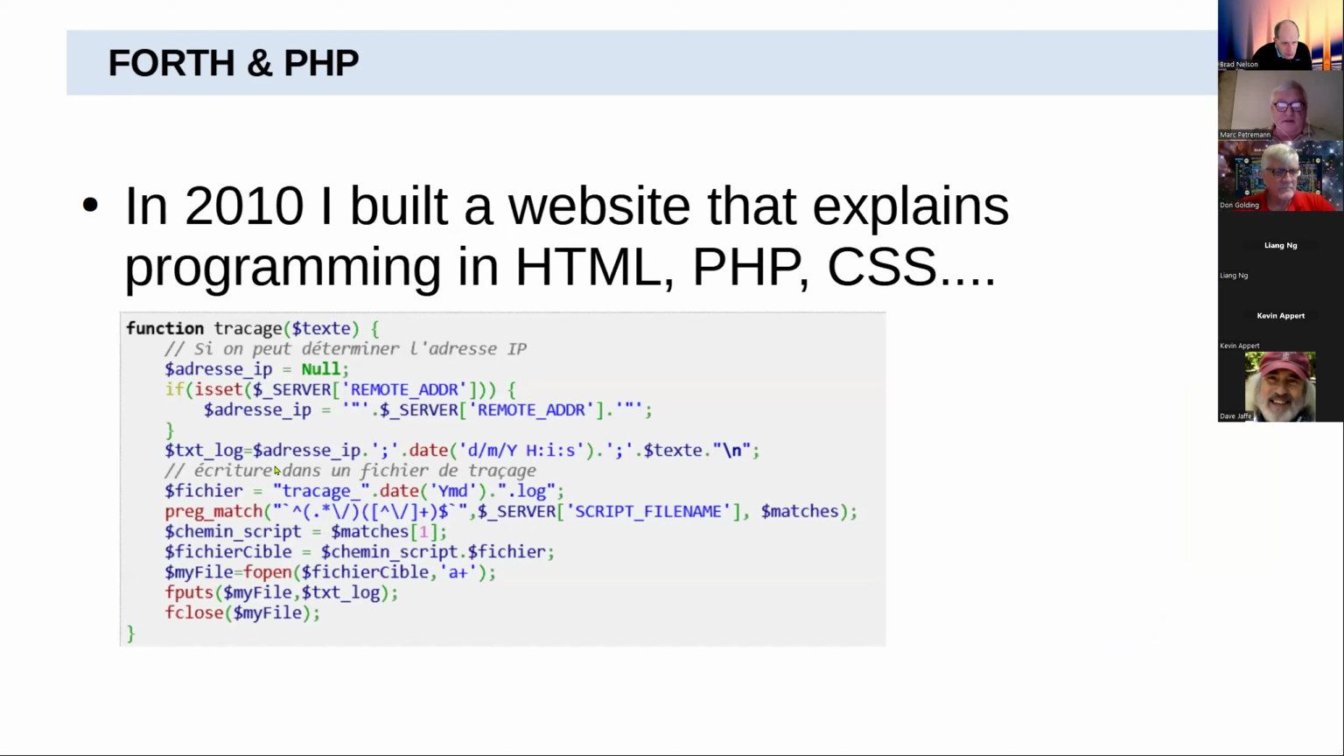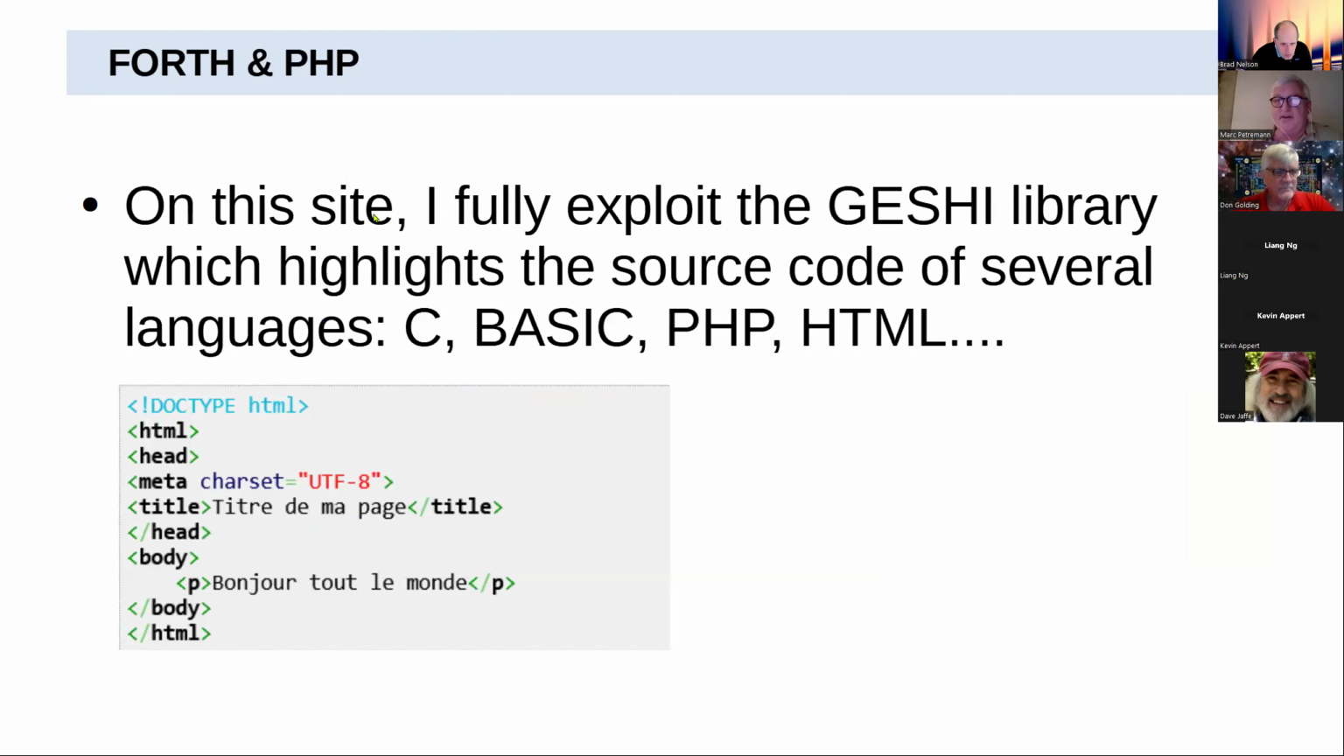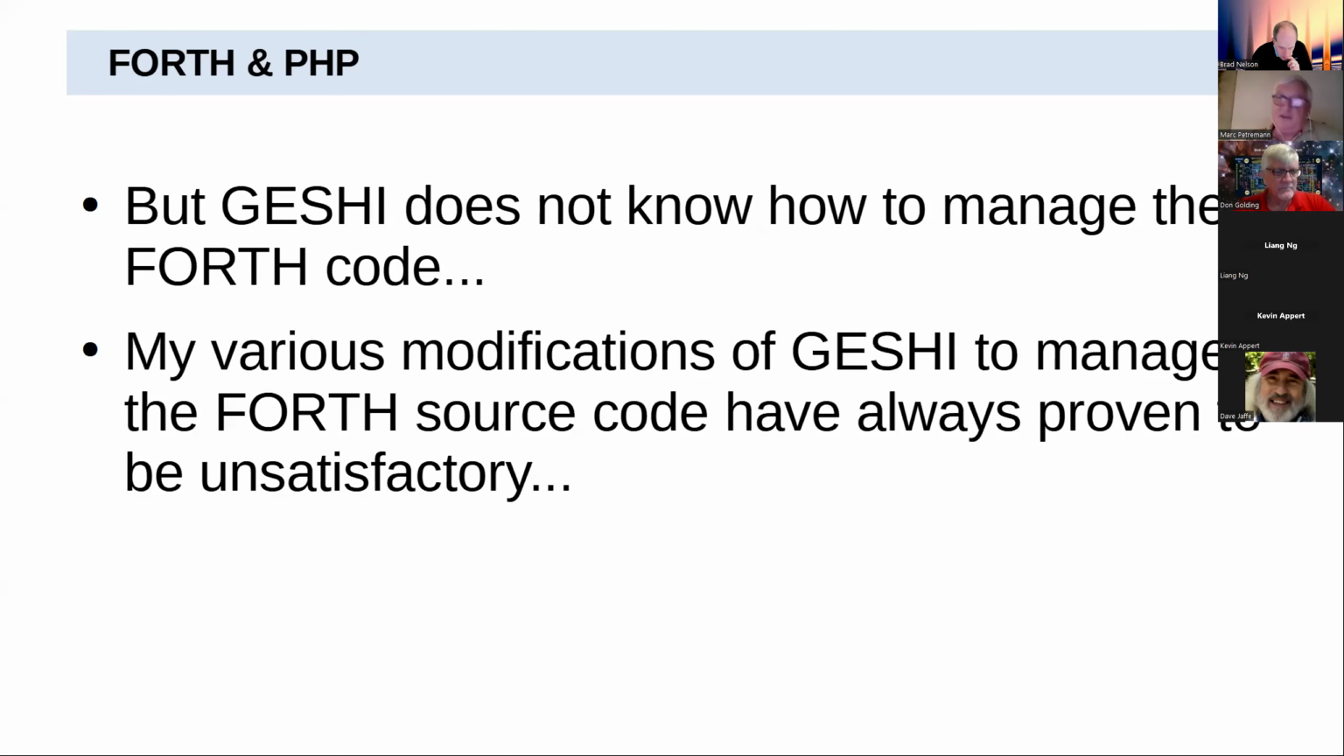In 2010, I built a website that explains programming in HTML, PHP, CSS. And on this site, I fully exploit the Geshi library. This library can highlight the source code of C, Basic, and other languages, but not Forth code. It's very difficult to use Geshi for highlighting Forth code. I made modifications of Geshi, but the result is very bad.